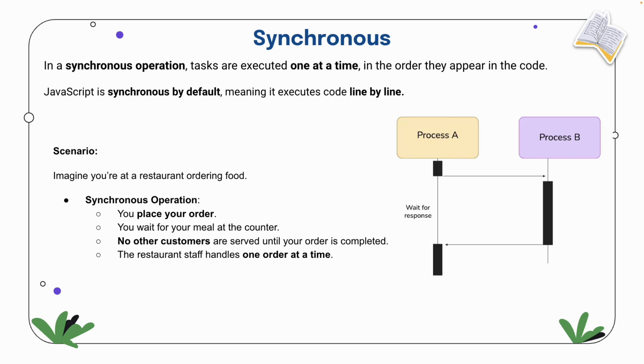So JavaScript by default is synchronous because it executes line by line. It won't execute 4 lines at a time. It won't execute 2 lines at a time. It executes one line, second line, next line, next line. So it's like a top to bottom approach. Fine, understood what a synchronous operation is basically? Any doubt in this?